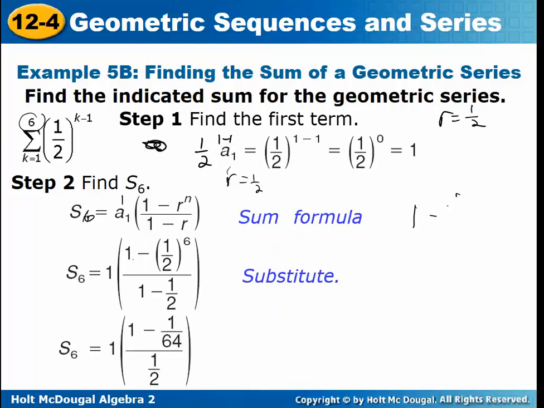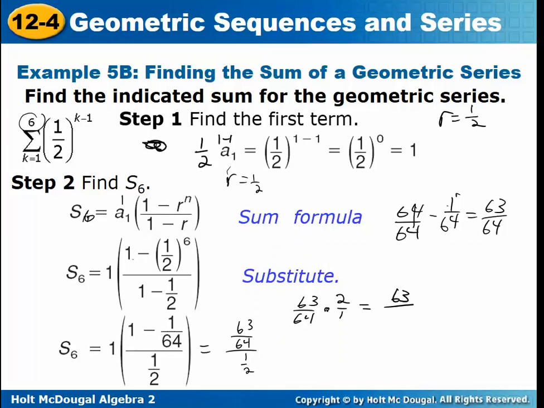What is 1 minus 1/64? Let's do that over here. That's the same as 64 over 64 minus 1/64, which is 63/64. So this is going to simplify to 63/64 divided by 1/2. Now you probably have a fraction calculator that you can use to check this. You can also take 63/64 times the reciprocal of 1/2, which would be 2 over 1, and we'll get 63 over, 2 goes into 64 32 times, so 63 over 32.